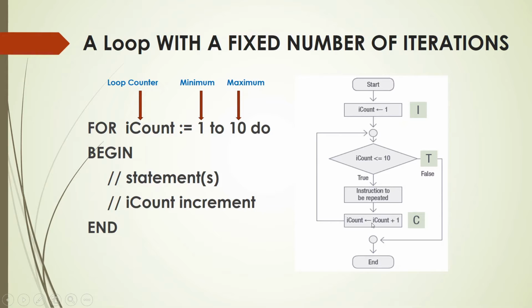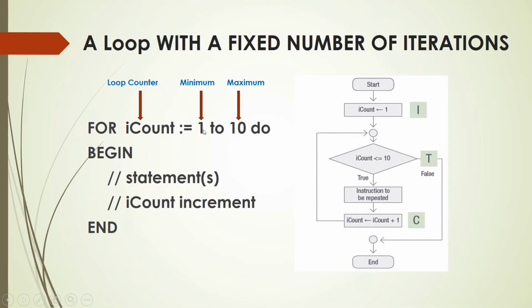It increments by 1 until I reach 11. So when it goes to the next value, the loop terminates. So it will only run up until 10. When it reaches 11, the loop will terminate. Do not forget, it starts at a minimum value and ends at a maximum value.